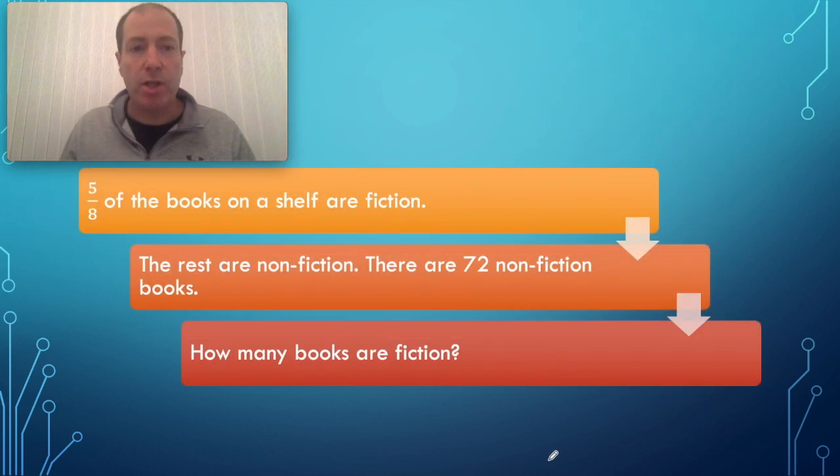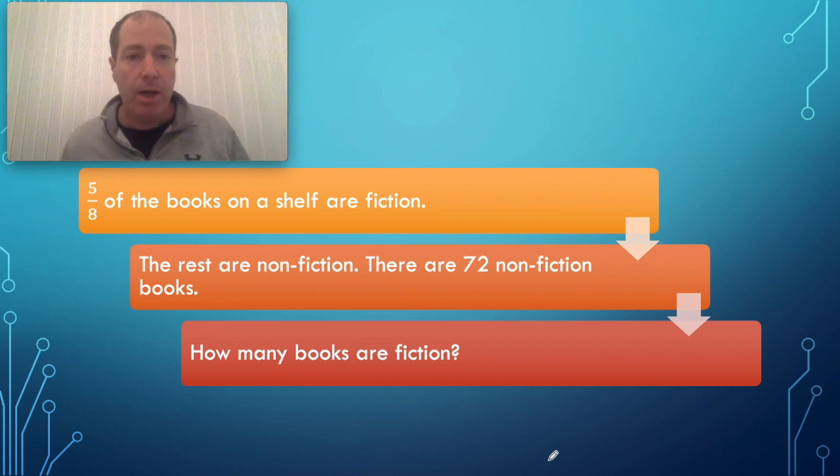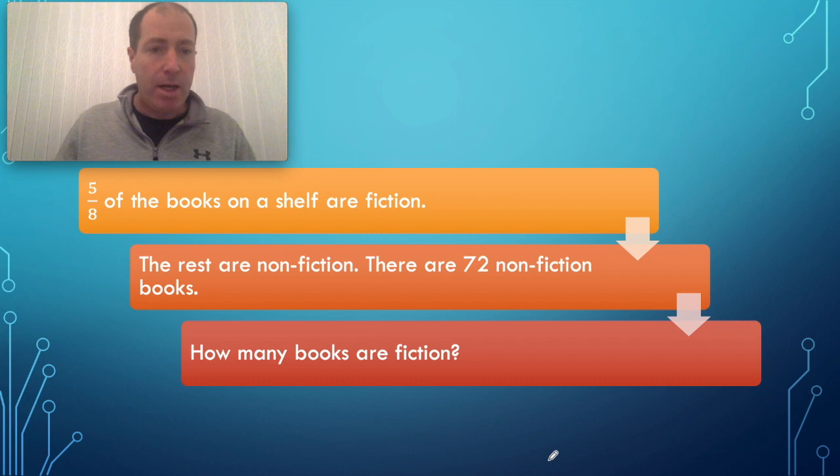The second question, slightly more complex. 5/8 of the books on a shelf are fiction, and the remaining books are non-fiction, and there are 72 books which are non-fiction. So we have a fact about fiction books and a fact about the non-fiction books. One's a numerical value, the other is a fraction. And the question is asking us how many books are fiction.